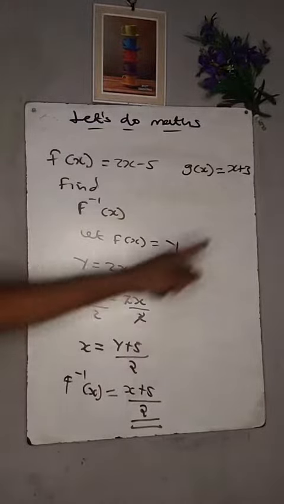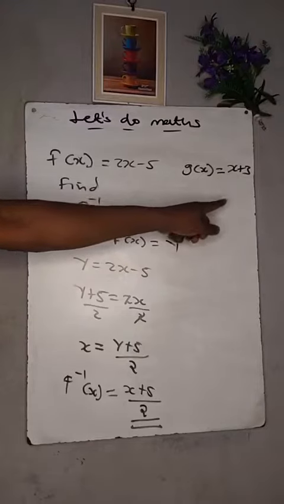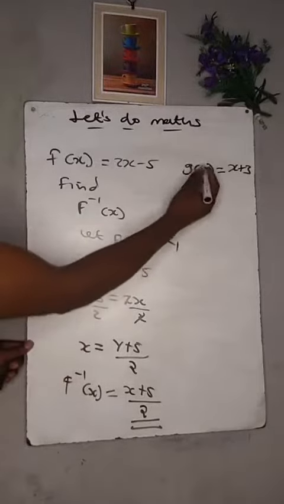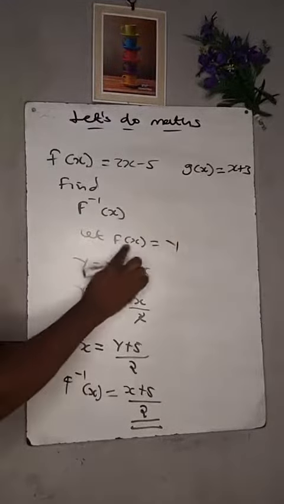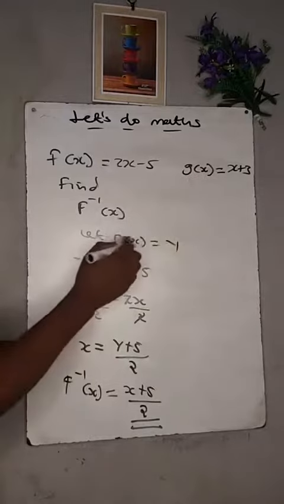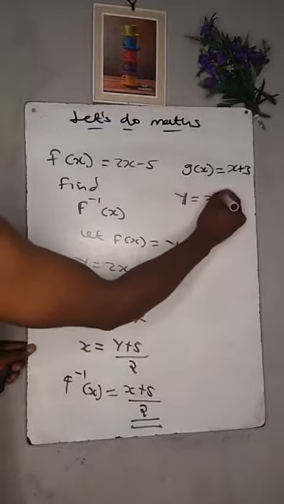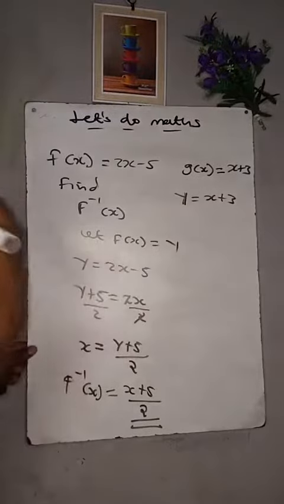We can equally find the inverse of g, although it's not part of the question. All right? So we do the same. We let g of x be equal to y as well. So now we're going to have y is equal to x plus 3. Then make x the subject of the formula.